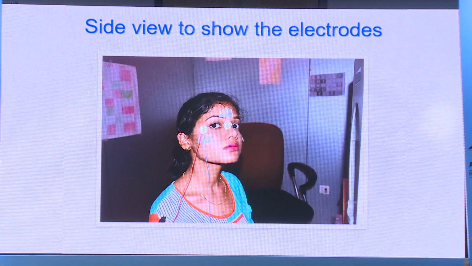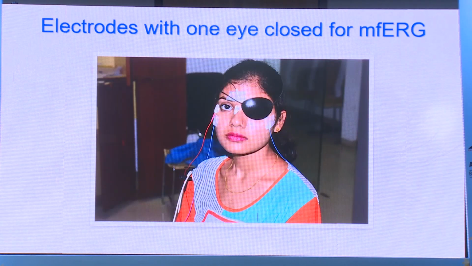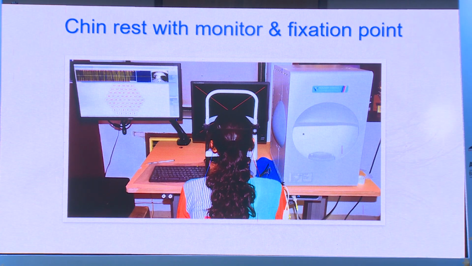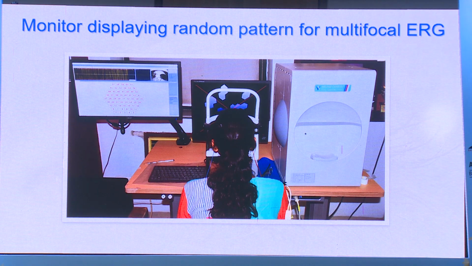Now, this is a side view to show how the electrodes are placed. In a multifocal ERG, one eye is closed, and this is how we keep the electrode and patch the eye. There is a movable chin rest which has to be placed in front of the monitor. This is a picture which demonstrates the ERG setup, where the chin rest with monitor and the fixation point can be seen. The monitor displays the random pattern of multifocal ERG.